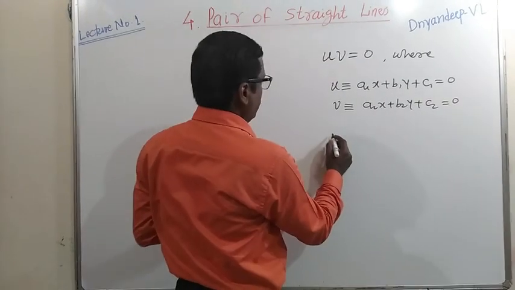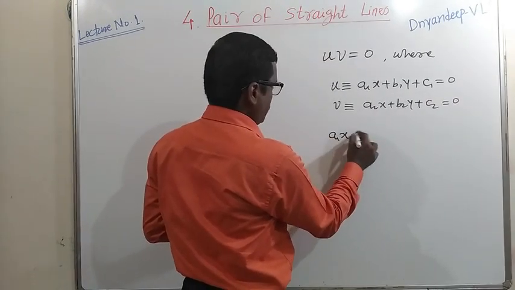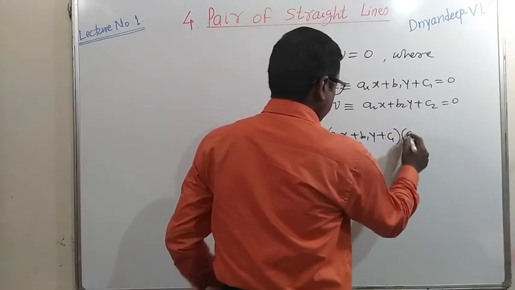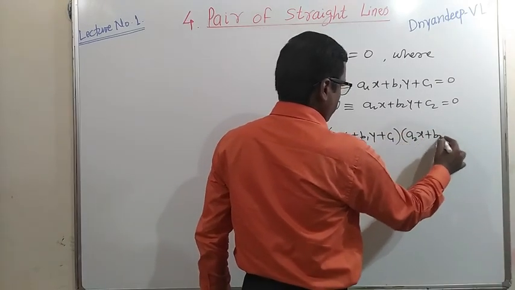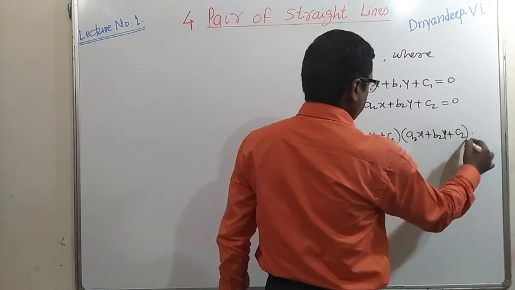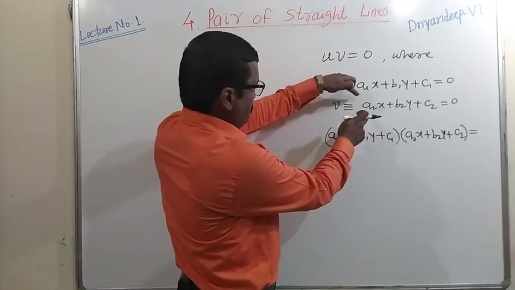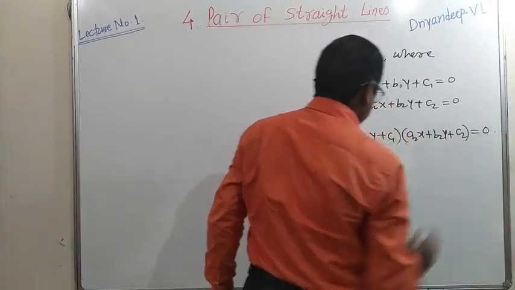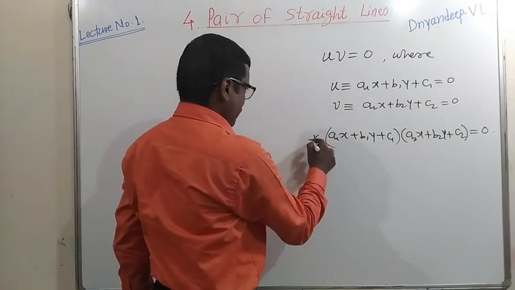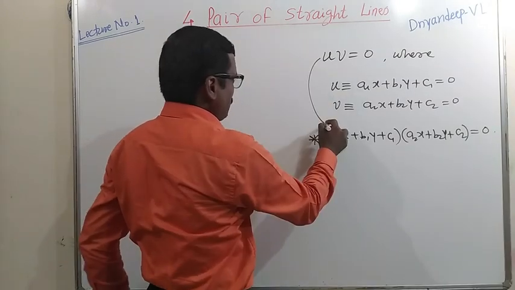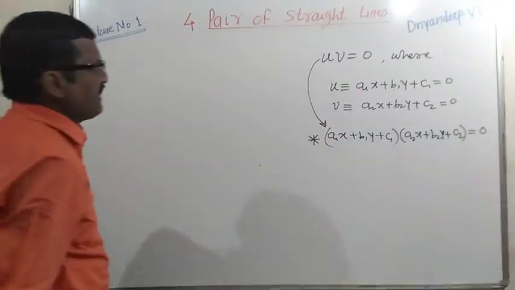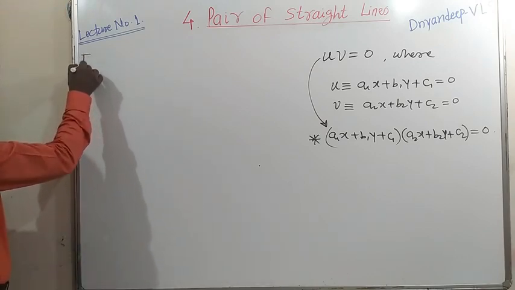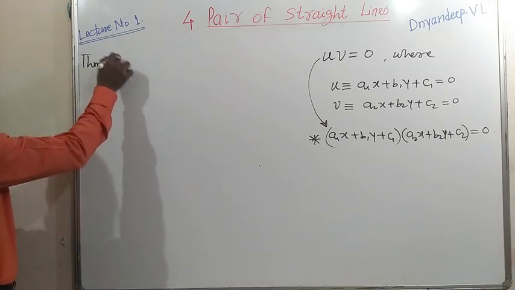Now we have to find the meaning of this multiplication of these two equations. That multiplication will be (a1x plus b1y plus c1) into (a2x plus b2y plus c2), and obviously the multiplication of the right hand sides is also equal to 0. So this is our equation uv equal to 0. Let us see one theorem related to this equation. Our first theorem, theorem number 1.